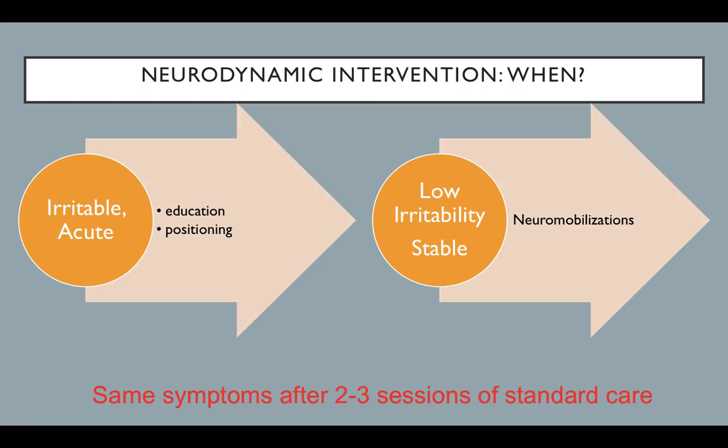When do we typically see NDT used successfully in a plan of care? During acute or irritable states, mostly patient education and purposeful positioning will be used, especially in the presence of a nerve root pathology. When symptoms have progressed to the subacute or chronic phase, or when symptoms are stable, more neuromobilizations will be prescribed. We may also introduce these techniques if we do not see a change in symptoms after 2 to 3 sessions of standard care.